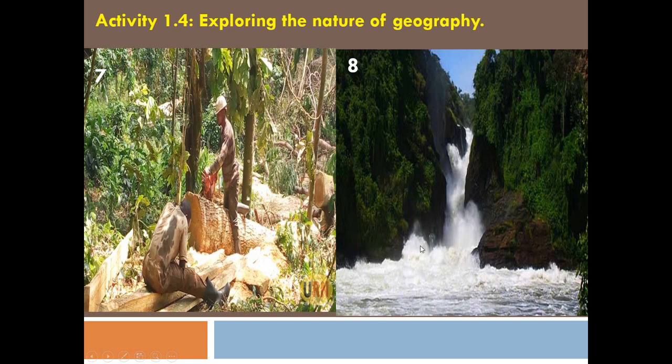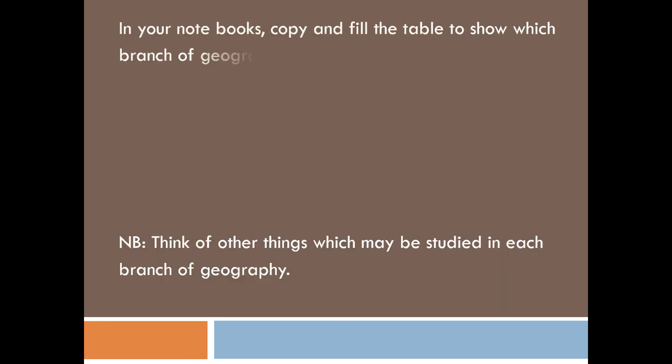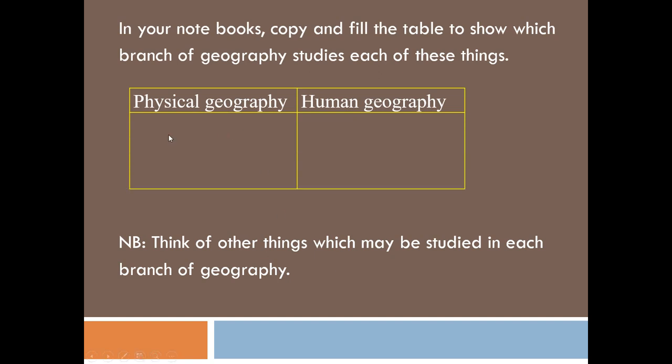So from this, we can study physical geography. We study the formation of these steep slopes, the formation of the valley in between the steep slopes, and then the formation of the water body, or the formation of the waterfall. So we can put that under studying physical geography. You will note here, under physical geography: formation of hills, formation of waterfalls, formation of valleys. So that is physical geography.